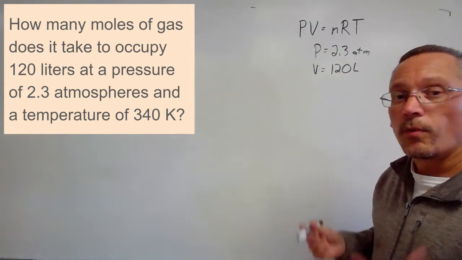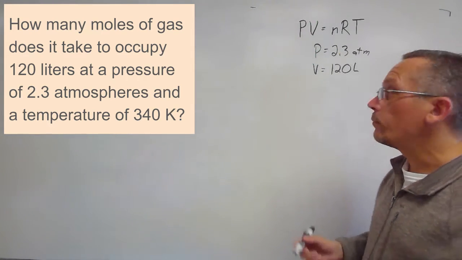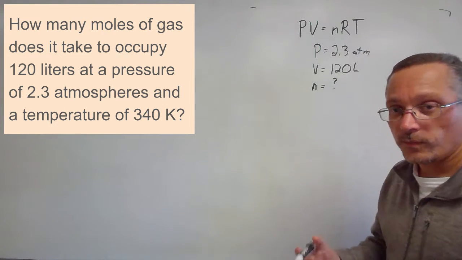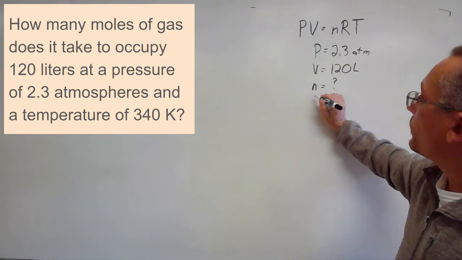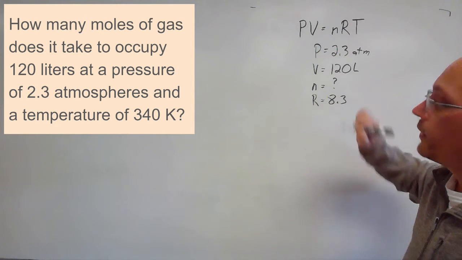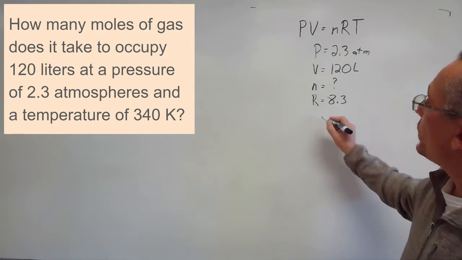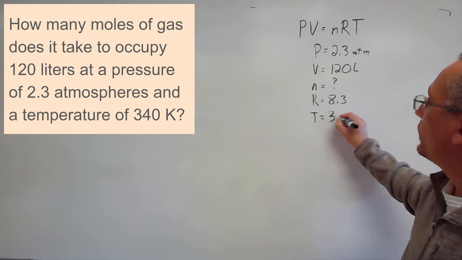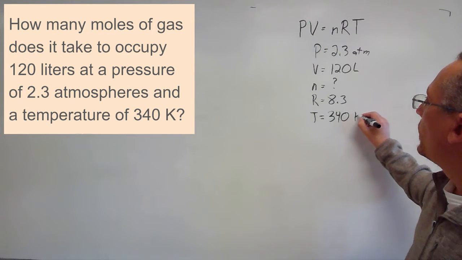That's the N, the number of moles. The question asks, how many moles? So that is the thing that we're looking for, okay? R, like we said, if all of our units are right, is 8.3. And then the temperature it gave me was 340 kelvins.